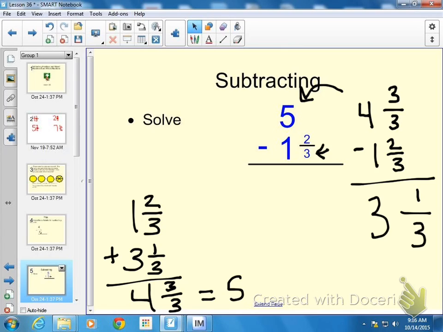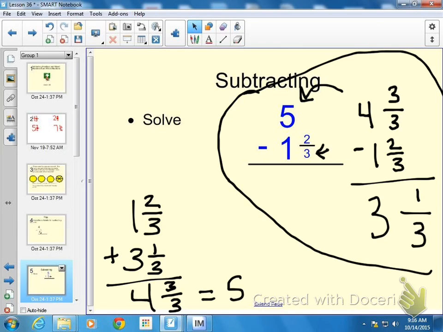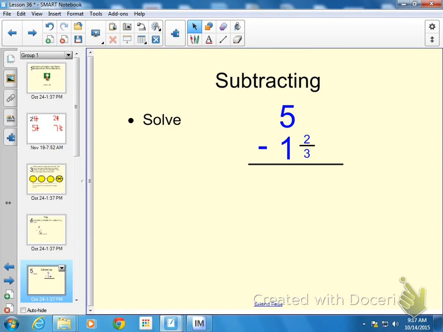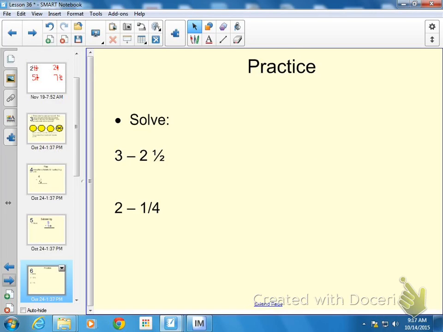But make sure you have this problem copied in your notes. Have the original problem, and then you need to be able to see what we did to subtract. Okay, so moving on. Next one, let's practice these.